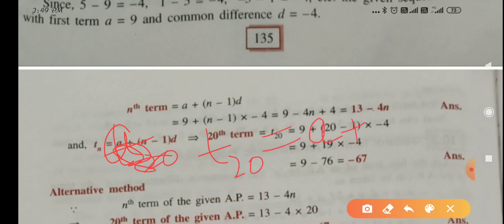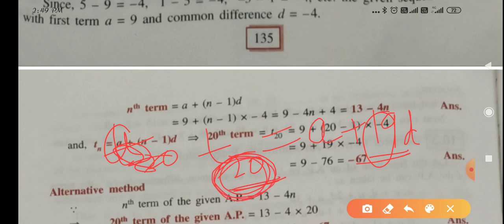Suppose you want to find the 20th term. The 20th term, A20 or T20, you can write. T20 equals A plus 19D. Means if here 20 is there, then 1 less will come here. Suppose here 30 is there in place of 20, so here 29 will come. If here 9 is there, then here 8 will come, A plus 8D. So like this you can find, it will be easy for you. Next example is coming.